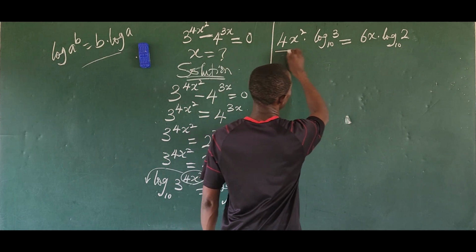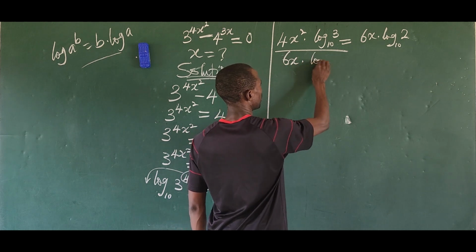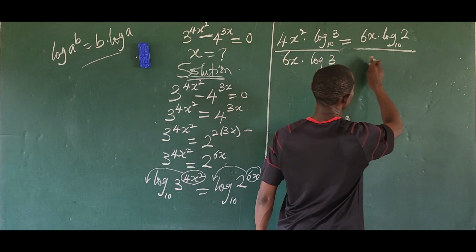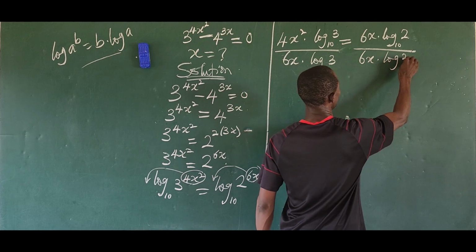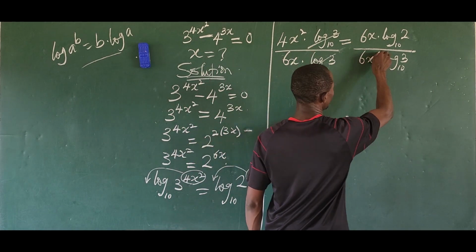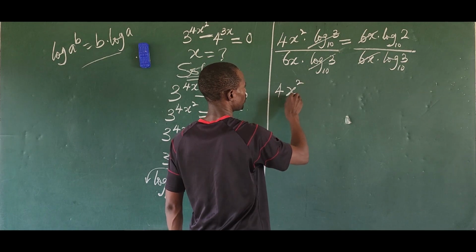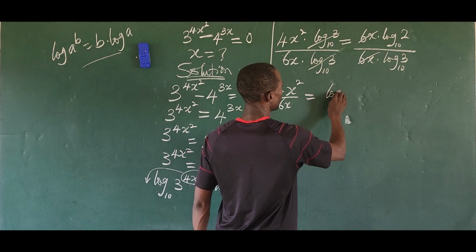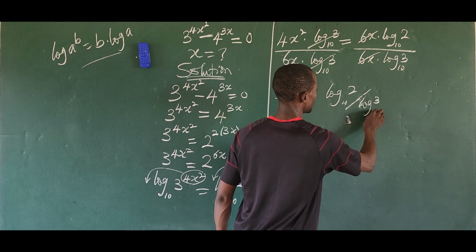And so this is going to give us 6x times log 3 base 10. Then we equally do the same thing to this other side, dividing by 6x times log 3 base 10. So this and this will cancel, and we're now left with 4x² all over 6x equal to log 2 base 10 all over log 3 base 10.